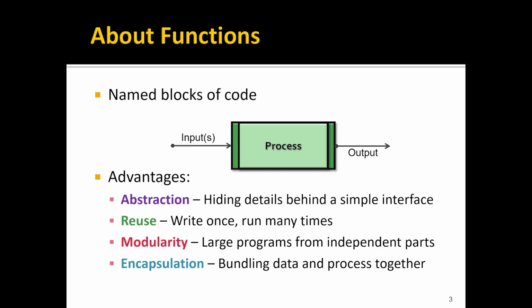When compared to coding without functions, there are a lot of advantages to coding with functions. Some of the main advantages, as we'll see, are abstraction, reuse, modularity, and encapsulation. Abstraction we've already talked about, this idea of having a black box that we don't have to look into in order to be able to use. So abstraction means hiding the unnecessary details behind a simple or simpler interface.